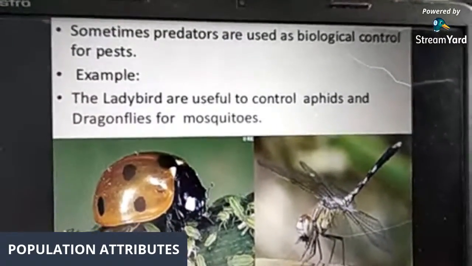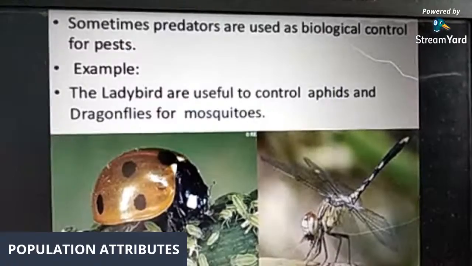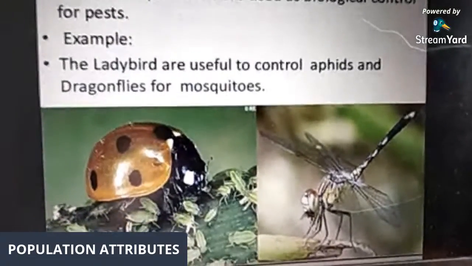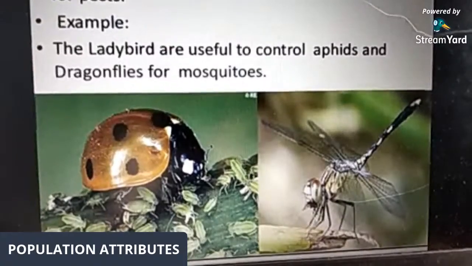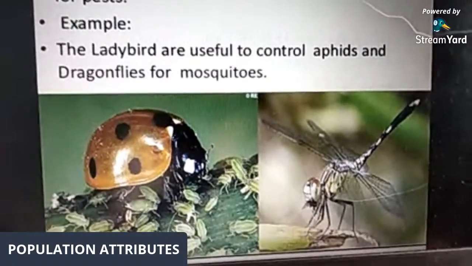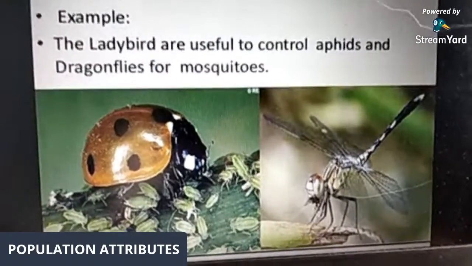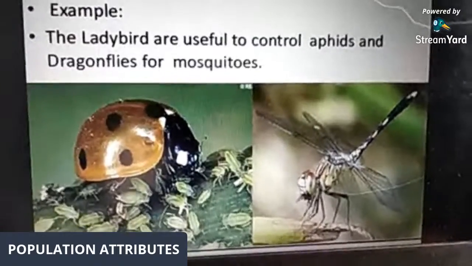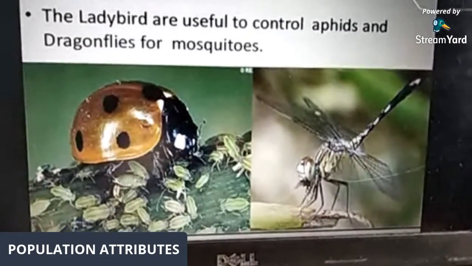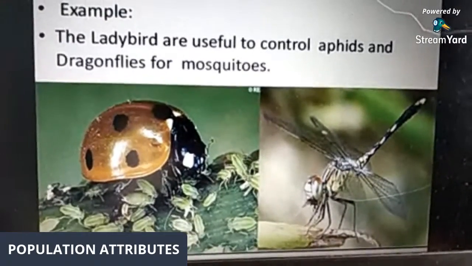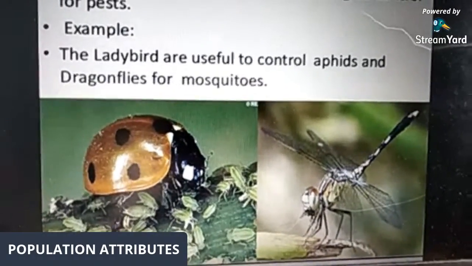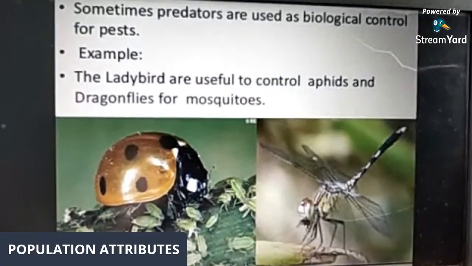Example, sometimes predators are used as biological control for pests. For example, ladybirds are useful to control aphids and dragonflies to control the mosquito population. To control the mosquito population, we can use these kinds of predators like dragonflies. Okay.